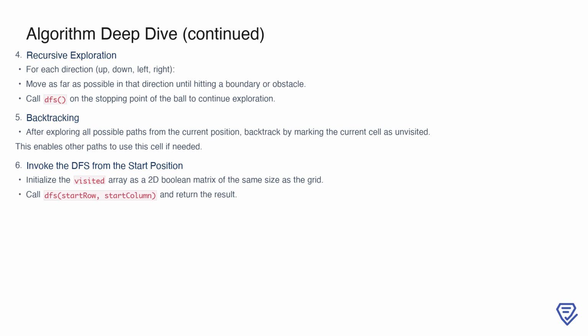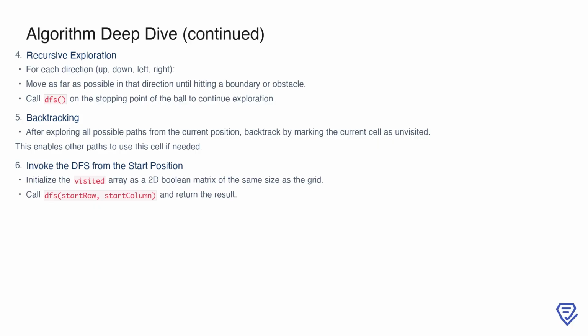Backtracking plays a critical role here. After the algorithm explores all possible paths from the current position, it marks the current cell as unvisited. This ensures that the same cell can be reused for different paths during the search.